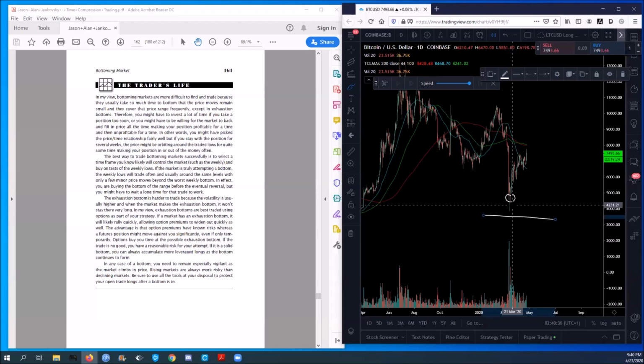That's a double whammy. In any case of a bottom, you have to remain vigilant as the market climbs in price, because rising markets are more risky. Everybody wants to get into the bull market, but rising markets are more risky. Selling a bear is easier than buying a bull. And everybody's in a hurry to do it. Don't be that trader. Don't be in a hurry to expose your capital to risk when you've done such a good job getting safe and studying and learning.